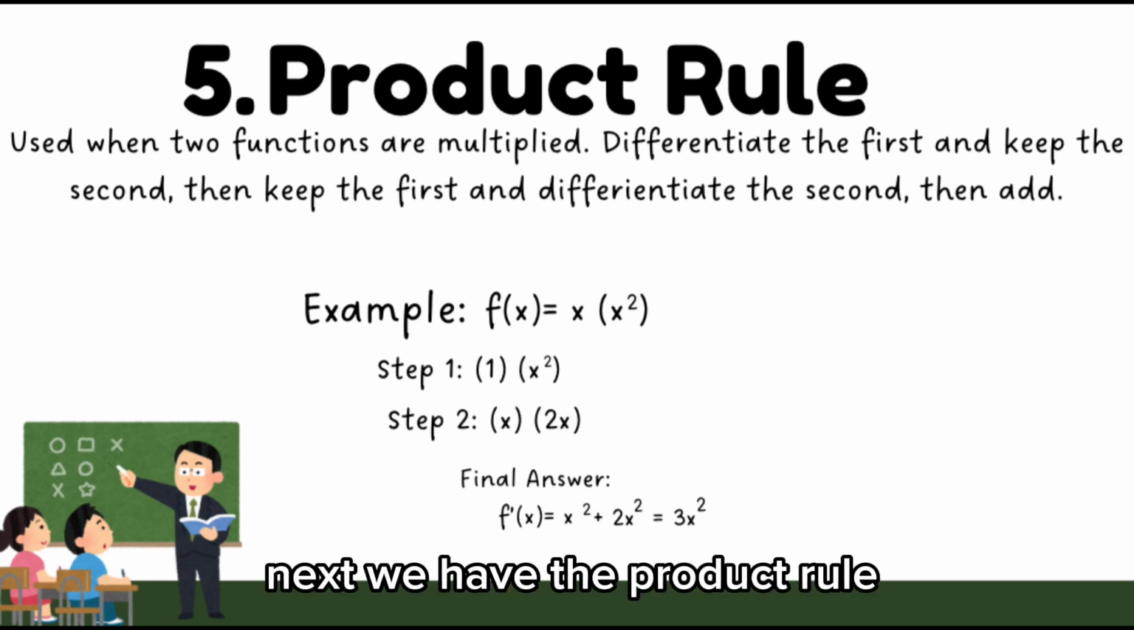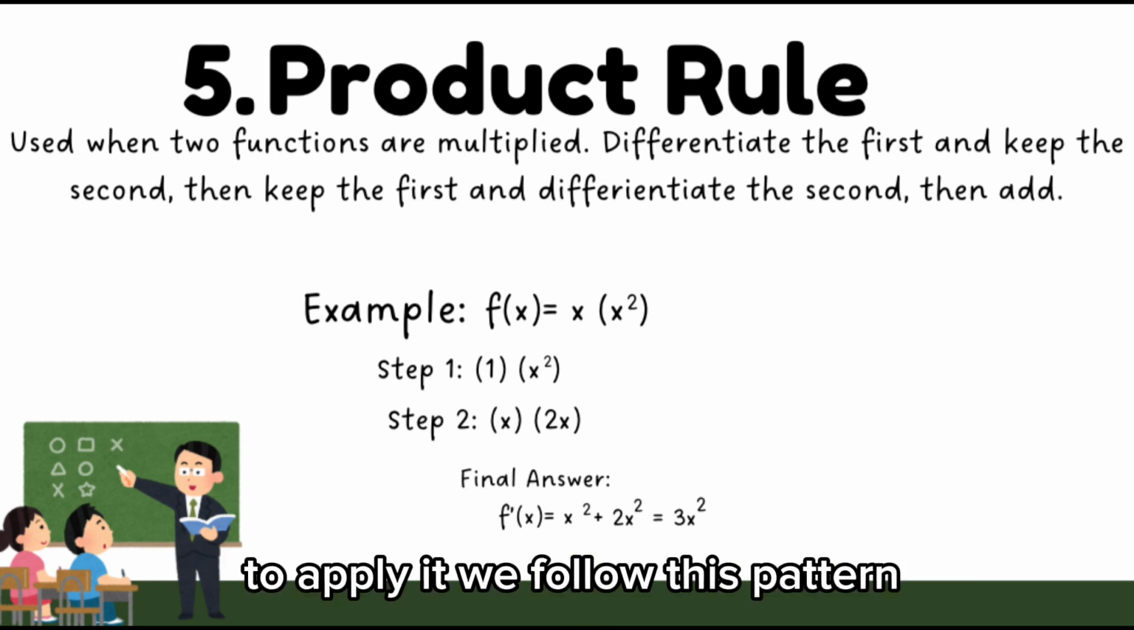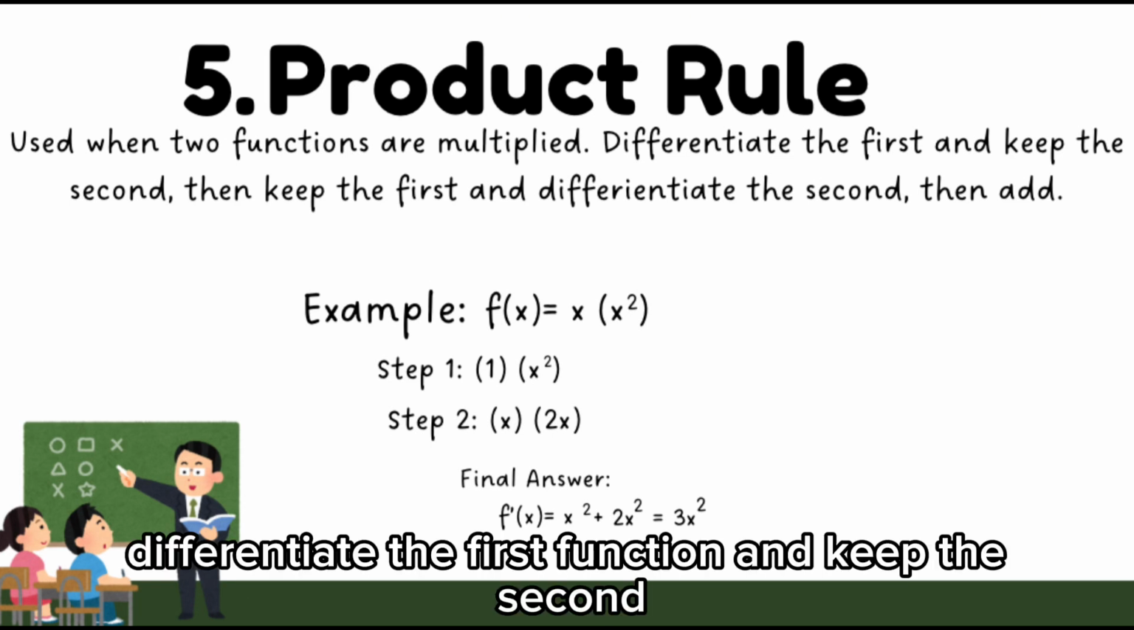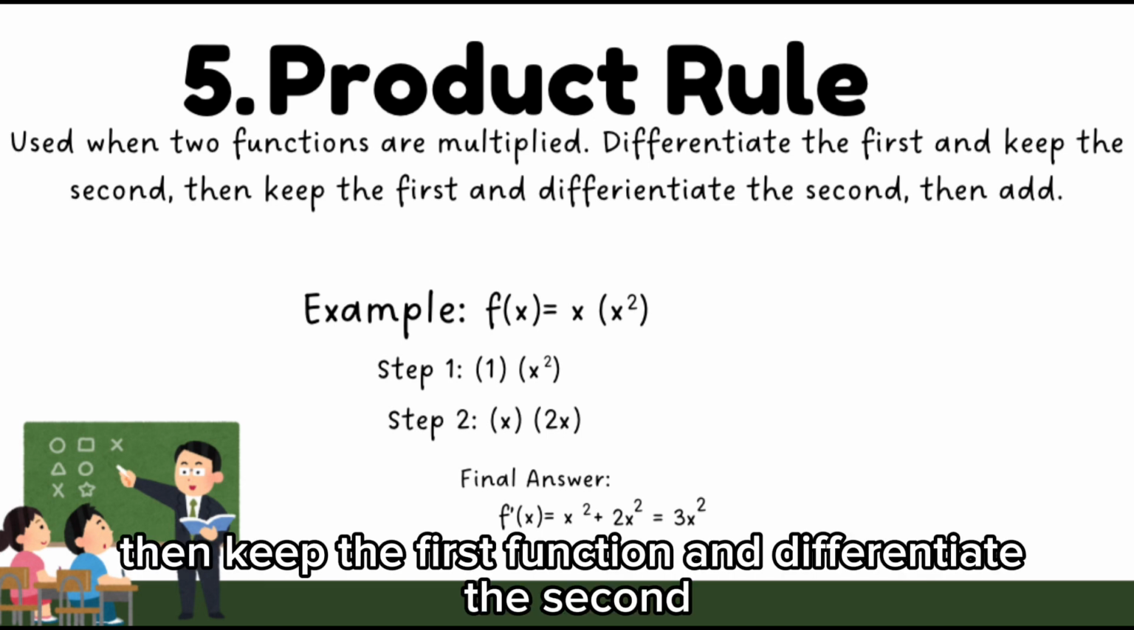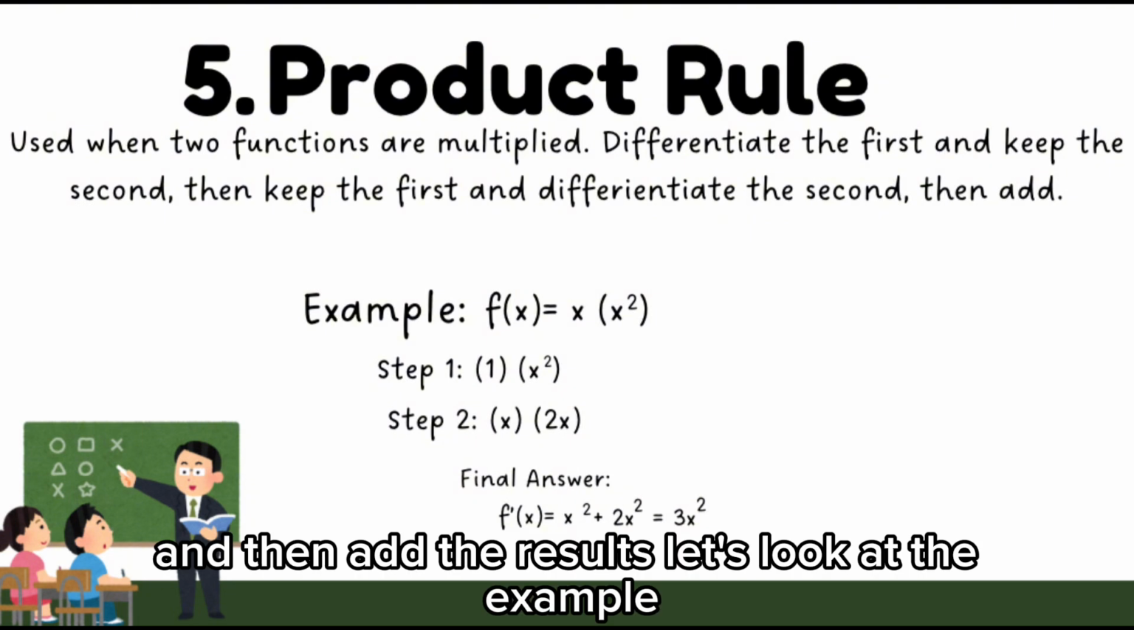Next, we have the product rule. This rule is used when 2 functions are multiplied. To apply it, we follow this pattern. Differentiate the first function and keep the second. Then, keep the first function and differentiate the second. And then, add the results.